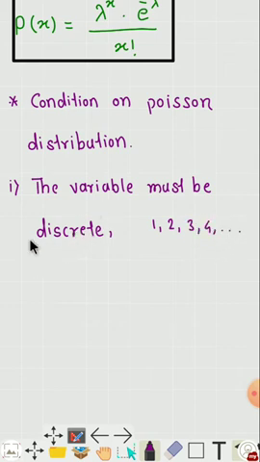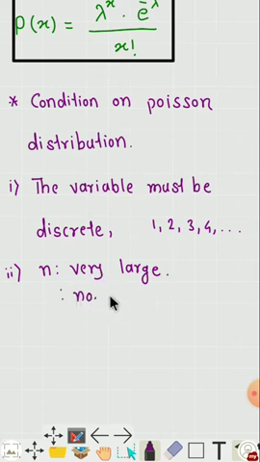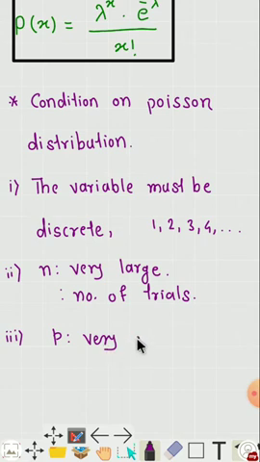Okay, second is that the number of trials n is very large. So n means number of trials, and this number must be very large. And third is that the probability of success is very small. So p means probability of success, and it must be very small.